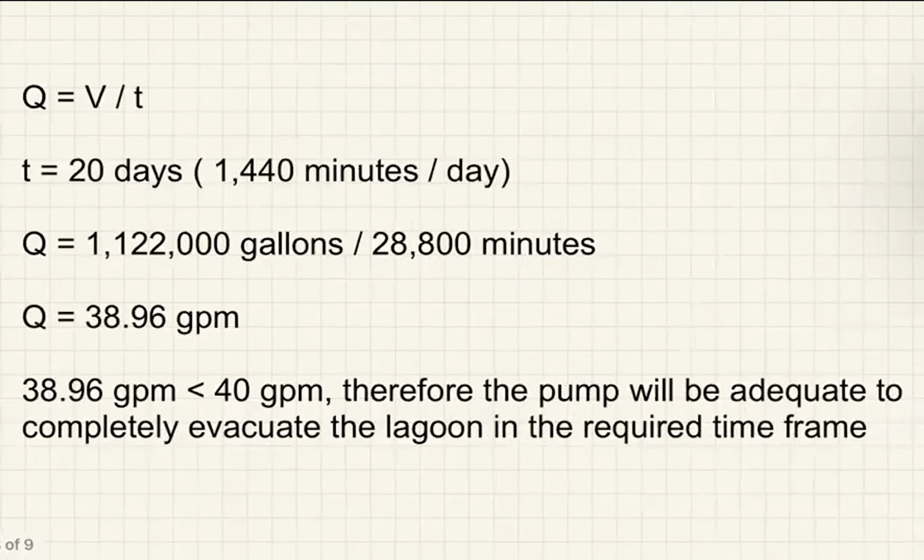And again, we did these equations beforehand, so we can show that 20 days times 1,440 minutes is equal to 28,800 minutes. And if we divide our volume by that, we get 38.96 GPM, which again is less than the max capacity of the pump, and we'd be able to completely evacuate the lagoon.